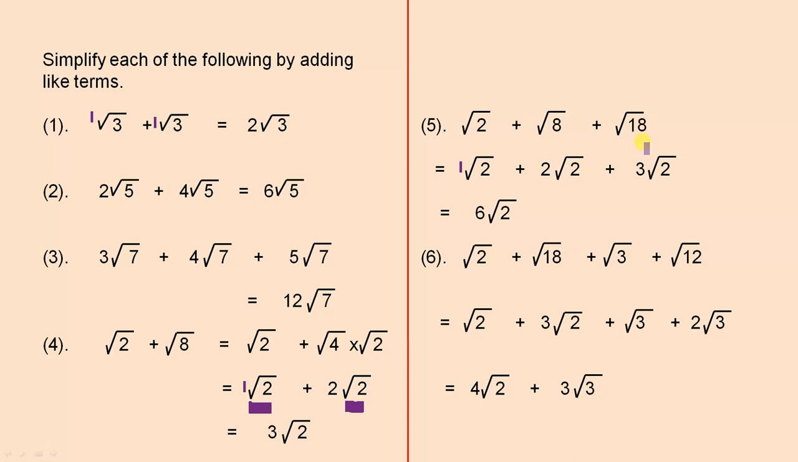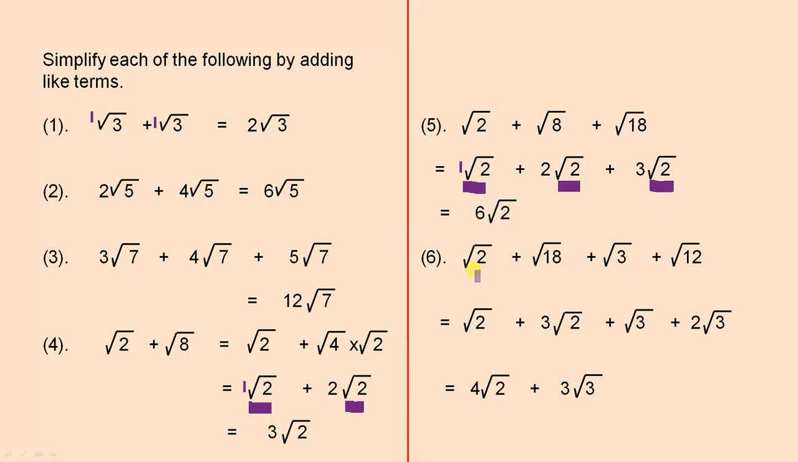The square root of 18 is 3 the square root of 2, because that's the square root of 9 by the square root of 2, and the square root of 9 is 3. So can you see now we have like terms, all there and there. So we add 1 plus 2 plus 3, and that gives us 6 the square root of 6. Sorry, 6 the square root of 2. My apologies. It has to be the square root of 2. So 6 the square root of 2.